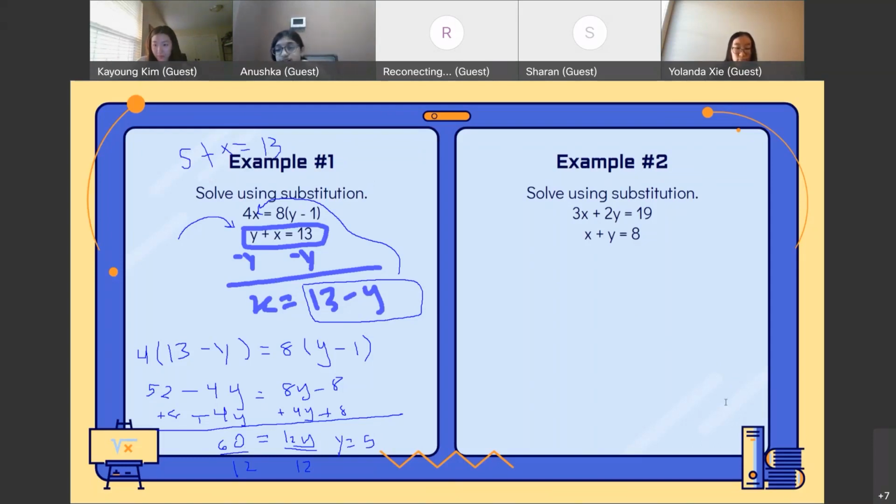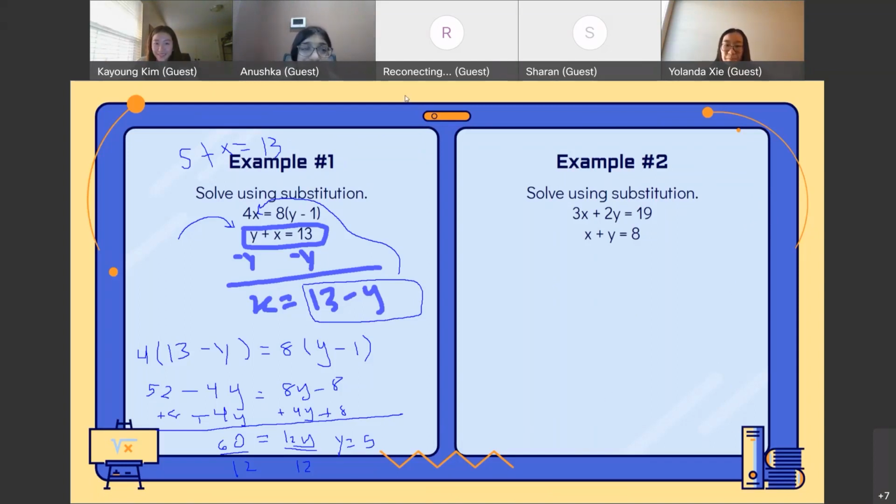Ironically, my math teacher had a little thing kind of like it. It was just 5 plus what equals 13. For whatever reason, that specific problem was on the board.